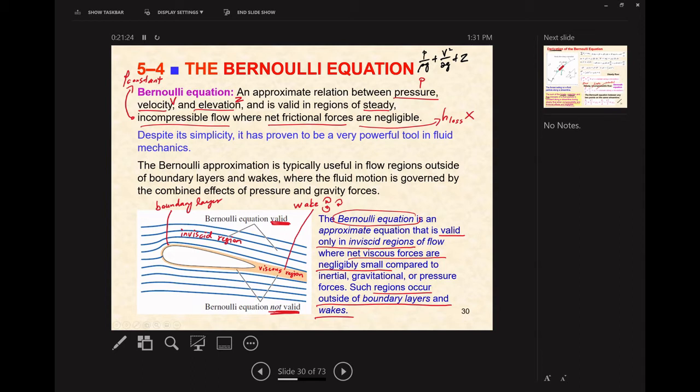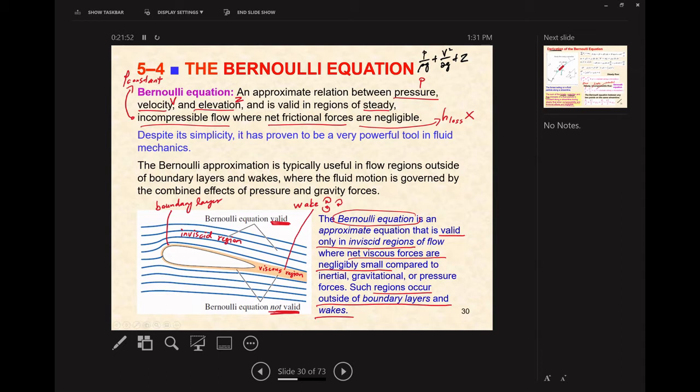So the Bernoulli equation is an approximate relation between pressure, P, velocity, V, and elevation, Z. It's valid in regions of steady flow. Steady means that if P is 100 kilopascal, it's always 100 kilopascal, it doesn't change. When V is 5 meters per second, it's always 5 meters per second. That's called steady.